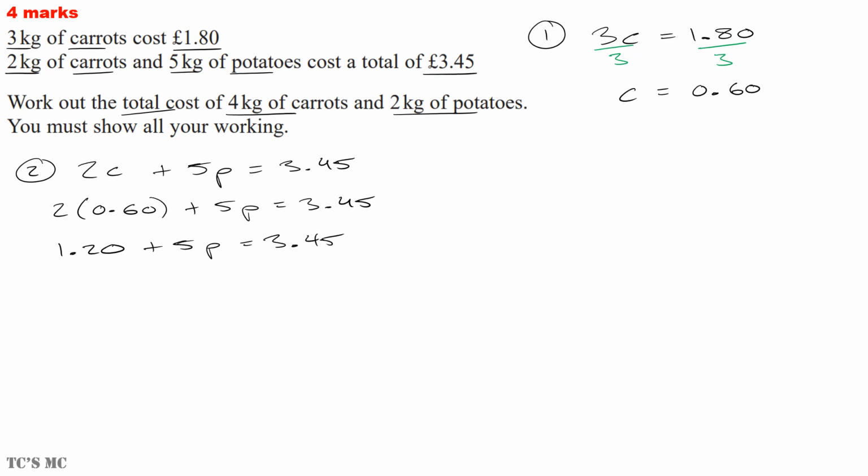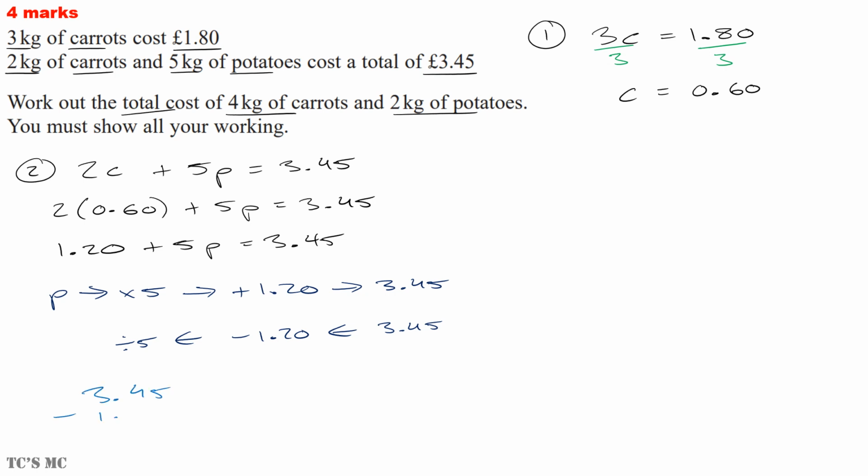To solve this, we have p multiplied by 5, add 1.20, which gives us 3.45. To go backwards, we need to subtract 1.20 and then divide by 5. I'm going to do that at the bottom over here. 3.45 subtract 1.20, that is 2.25. So that is £2.25. Now we need to divide that by 5.